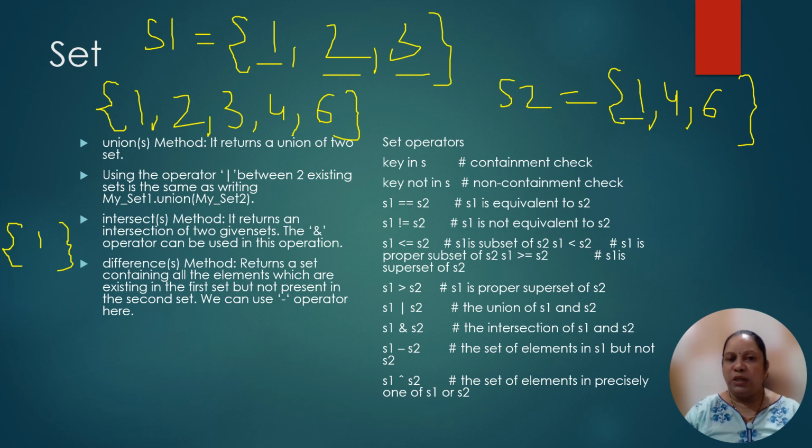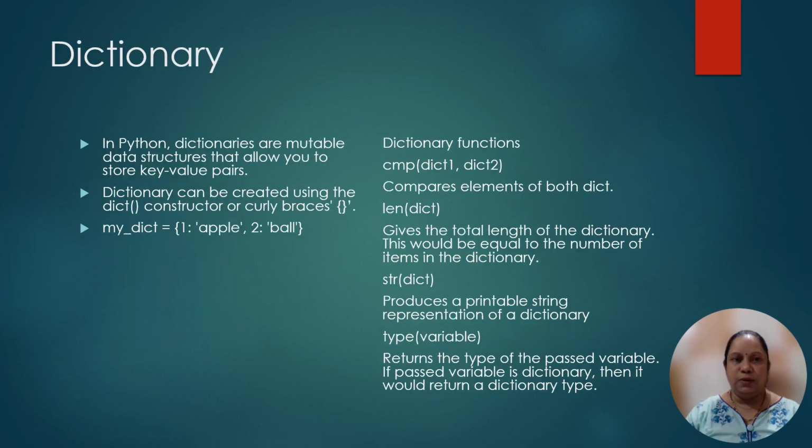Just as we have got methods over here, the same thing can be achieved with the help of operators. Like this is the equal to, it is going to check whether two sets are equal. This is going to check whether they are not equal. This is going to check whether one set is less than the other set. This is going to be the union, the intersection, and the difference. S1 minus S2 means the difference. So it can be achieved with the help of operators also, and with the help of methods as well, right?